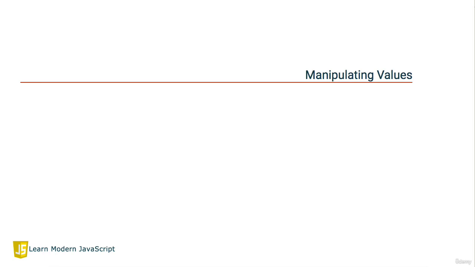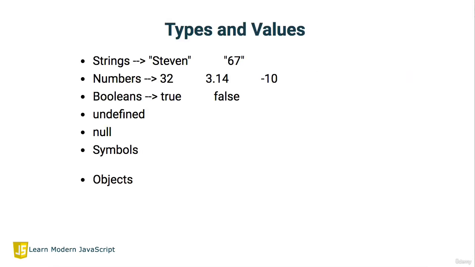In this movie, we're going to look at manipulating values. Now, the manipulation of values in JavaScript is done with operators, and so we'll be learning some of the operators. We'll mainly look at strings and numbers. So I'm going to open the JavaScript console.